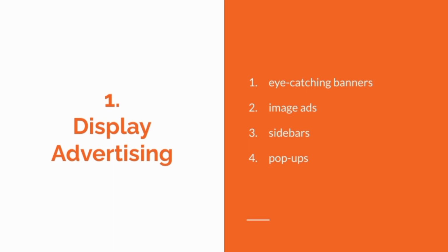Display advertising. The first type of online advertising we'll explore is display advertising. Have you ever noticed those eye-catching banners or image ads while browsing the web? Well, that's display advertising in action. It involves placing visually appealing ads on websites, usually in the form of banners, sidebars, or pop-ups. These ads aim to grab the attention of potential customers and direct them to the advertiser's website or landing page.